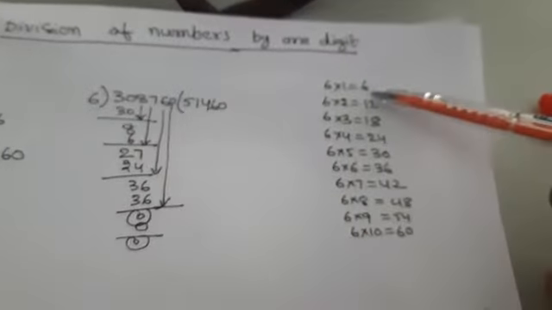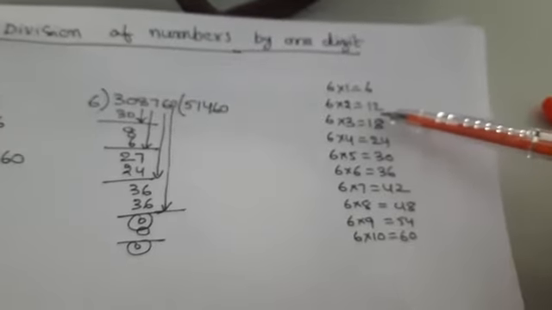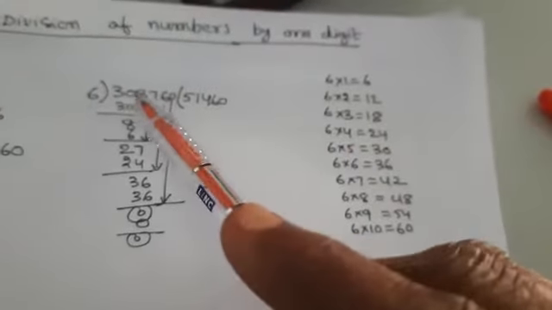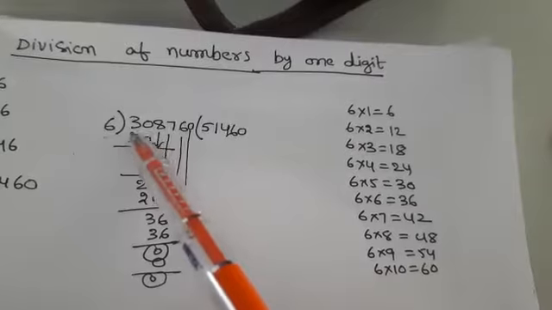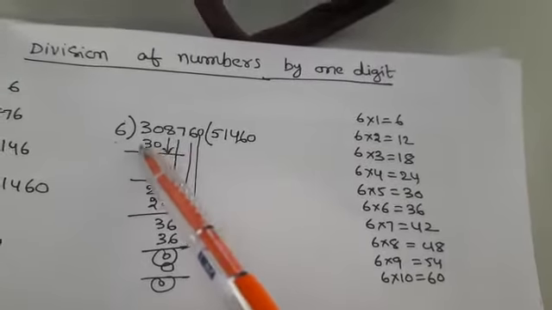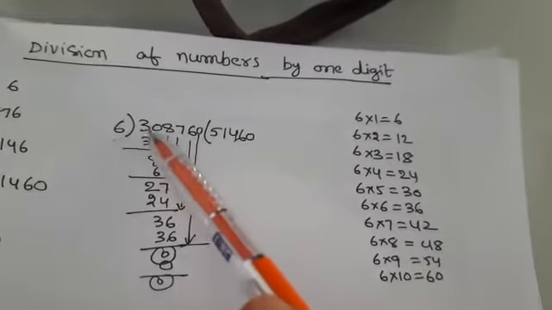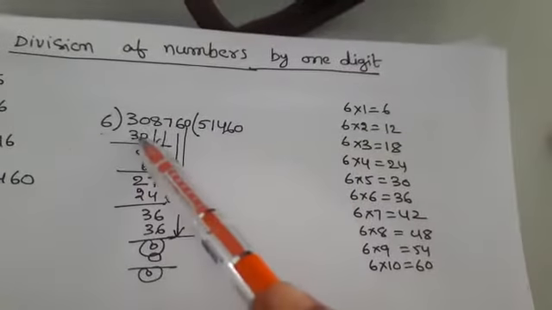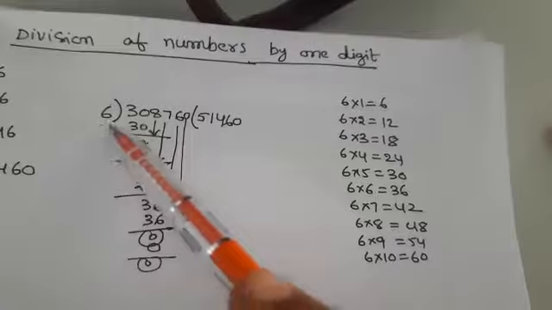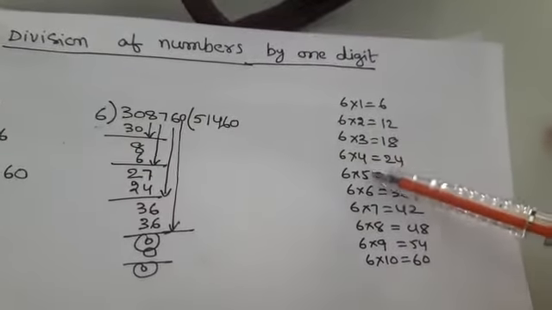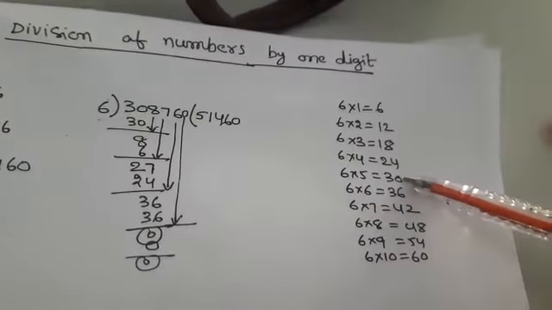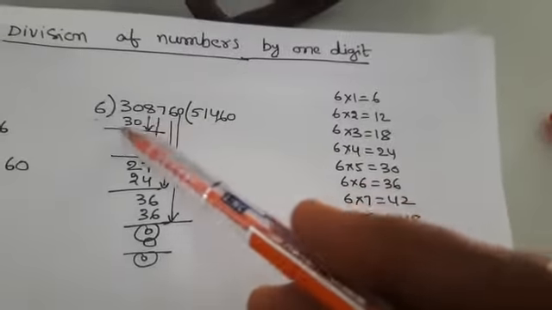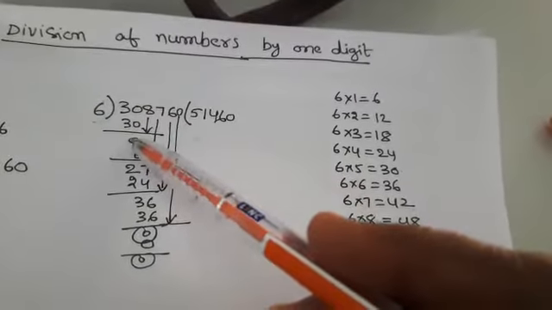While reading the table, you just have to observe that the number we take should always be less than the number here. That should be less than the number here. So you read the table, and you will get 6 5s are 30.